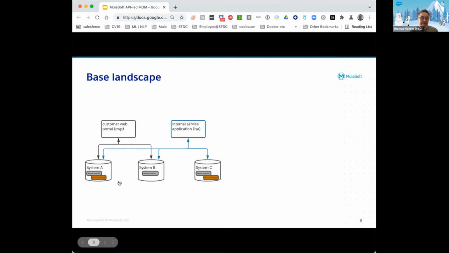And we have 2 entities. Not all of these systems have all entities, but you see system C and A, they have a second entity here. So that's the base landscape, which I will use for the discussion.